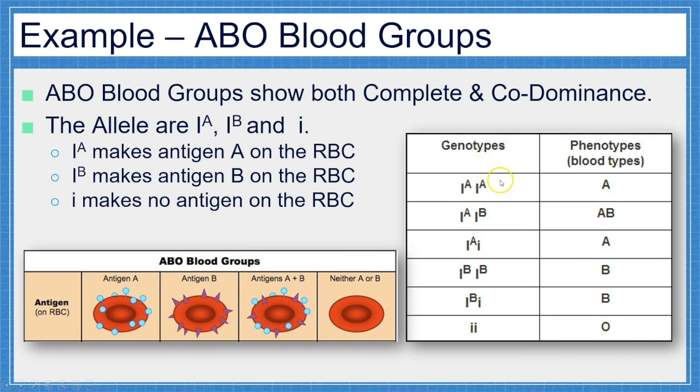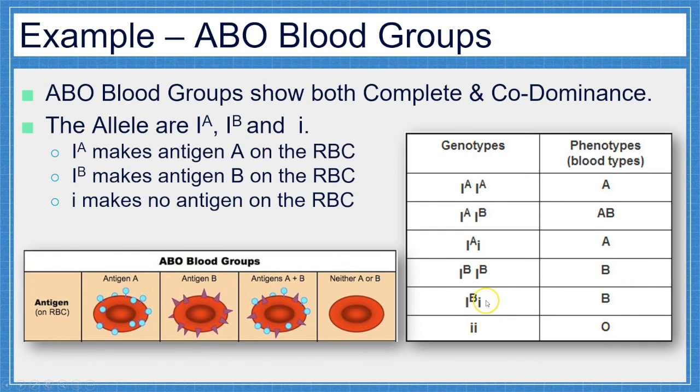If you have IA, you can only make antigen A. So you have what we call blood type A. That's your phenotype. If you have IAIB, you can make both the A and the B antigens. So you have what we call blood type AB. That's your phenotype. If you have IA and then little i, that little i, it's recessive, you wouldn't express it. So you end up just expressing the IA, which means you make the A antigen, so you have blood type A. If you have IB and i, then you're going to express that dominant one. You're going to make antigen B, you have blood type B, and that's your phenotype.